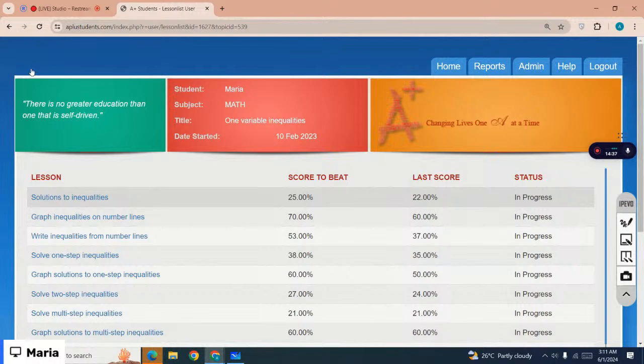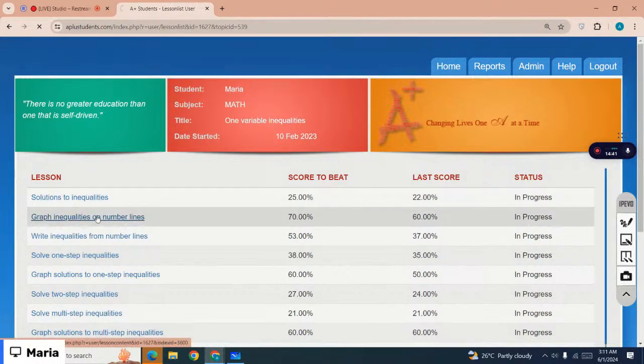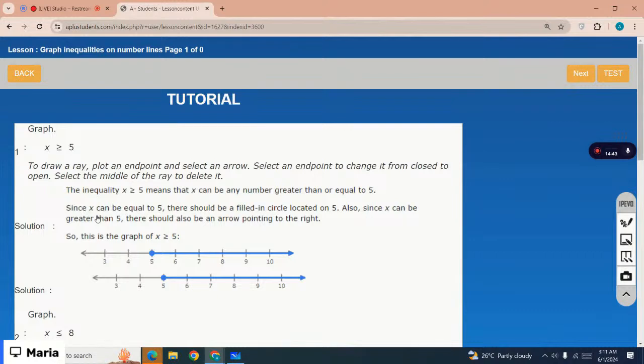The next lesson is graph inequalities on number line. So let's start with the next lesson. x is greater than or equal to 5, right? That means x can be any number that is greater than or equal to 5, right?